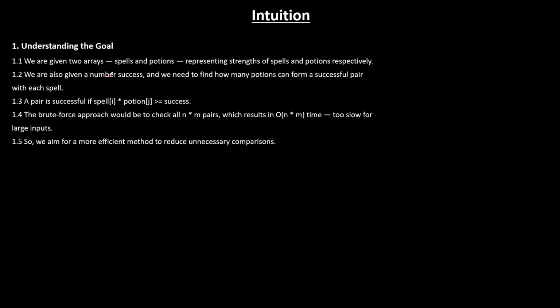To understand what the problem is asking, we should build up an intuition for the problem. So let's start by understanding the goal first. Okay. So we are given two arrays, spells and persons, representing the strength of the spell and person respectively. We are also given the number success. We need to find how many persons can form a successful pair with each spell. Okay, that we have understood in the introductory explanation already. A pair is successful if the spell of i multiplied by the potion of j is greater than success. Right? This is clear to us.